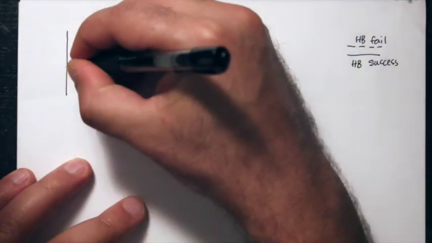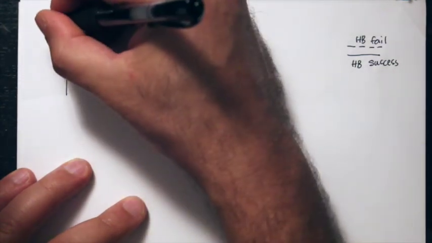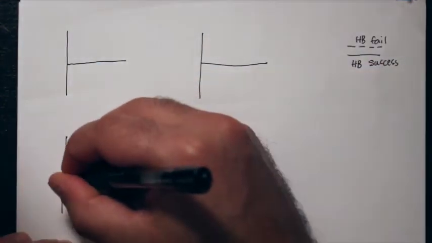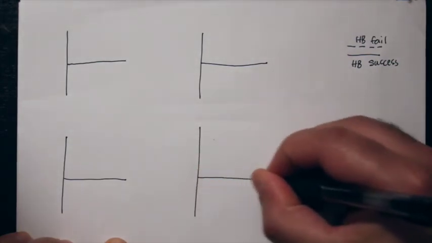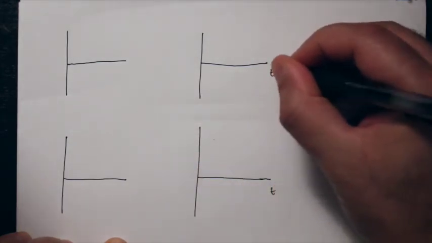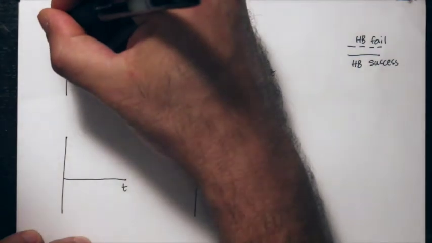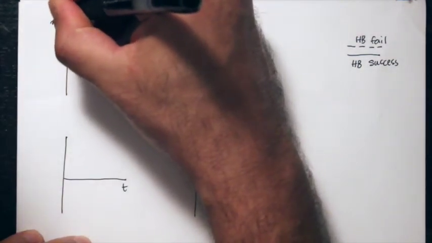So for the graphs, we're going to be plotting 4 things, and for each one of these graphs we're going to plot the failed attempt and the successful attempt of HB. So the things that we're going to be plotting are position of x versus time, position of y versus time, velocity of x versus time, and velocity of y versus time. So first let's start with the x position versus time.